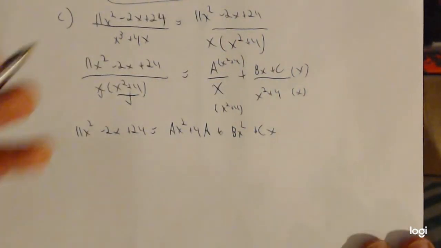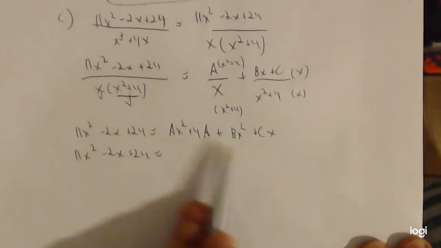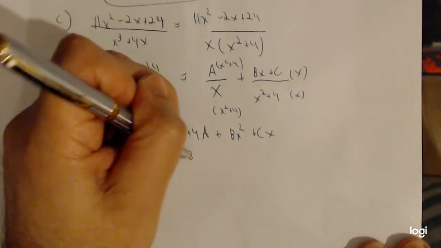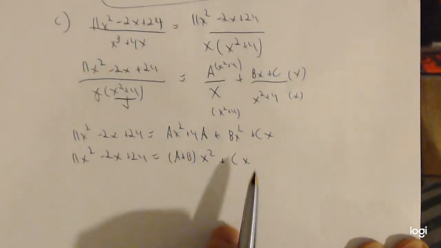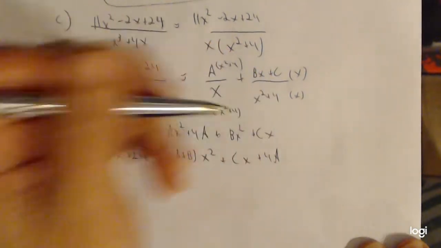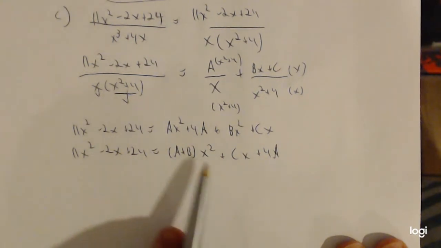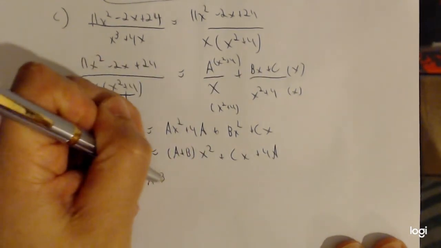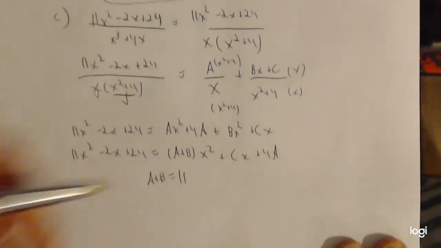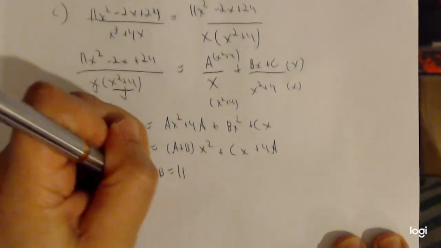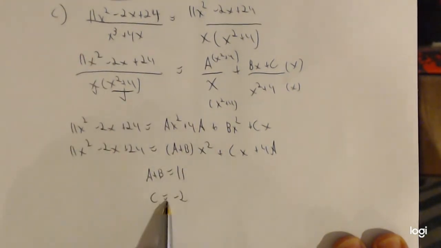Okay, so now let's combine like terms, or put like terms together. The Ax squared plus Bx, so that becomes what? A plus B x squared. And then plus, we have just a Cx, that's the only x we have, and we have plus 4A. So I think this one's actually going to work out really nicely because look, we should get A and C for free. So what's A plus B? Well, A plus B is in front of this x squared, and what's the number in front of this x squared? It's 11. So A plus B has to be 11. Now, how about C, which is the number in front of x? Well, if I look over here, what's the number in front of x? It's negative 2. So notice how we got C for free, okay?